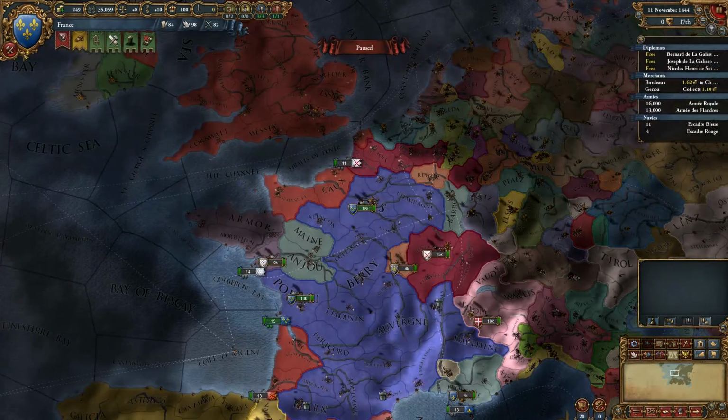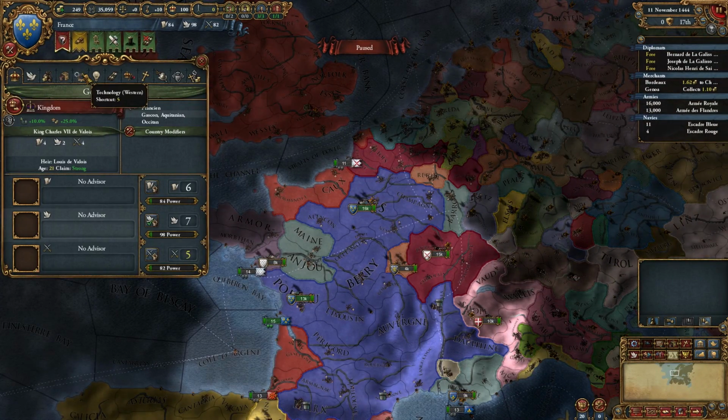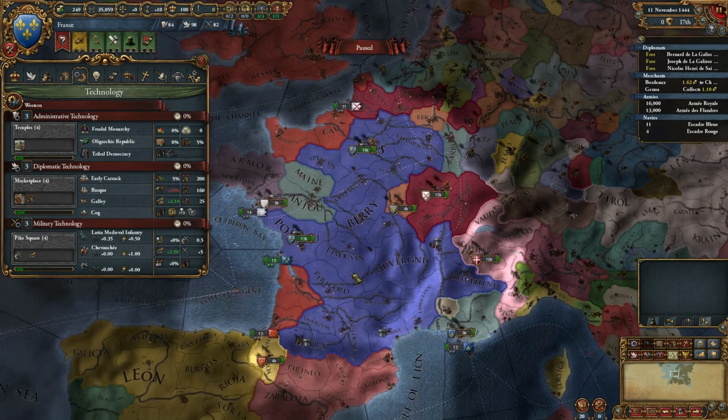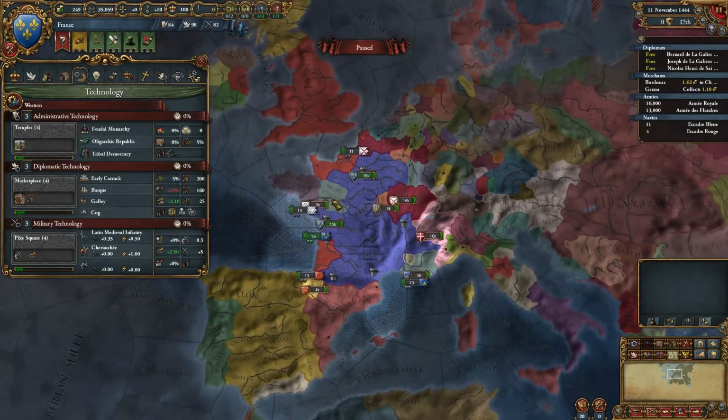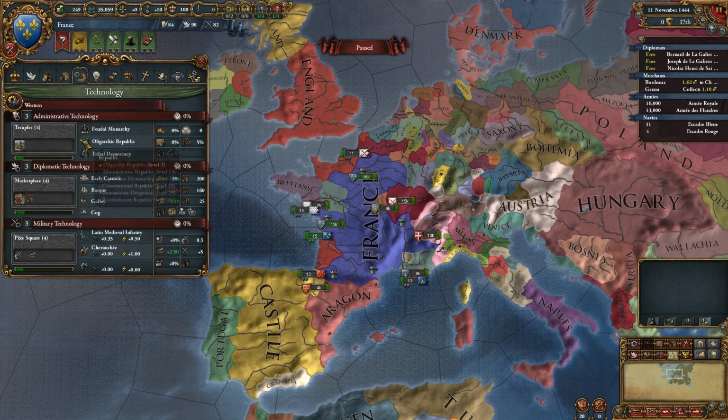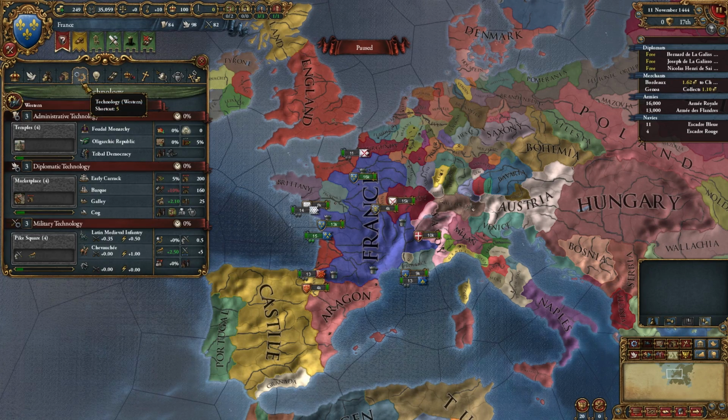So here I chose France because, well, why not? They're a good example of a Western tech group and what the Western tech group has access to. First off, it should be mentioned that with ideas and technologies, you always want to take a technology over an idea, because technologies in the long run are going to be much more helpful than that little bonus you'll get from an idea.